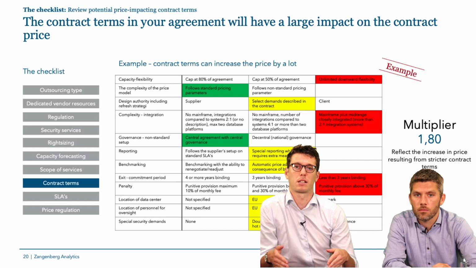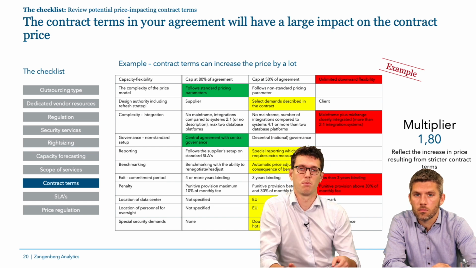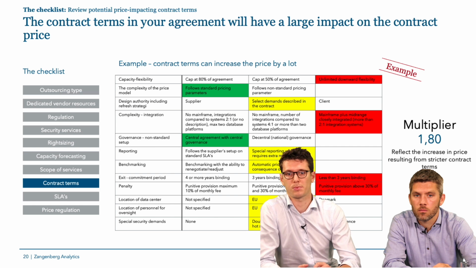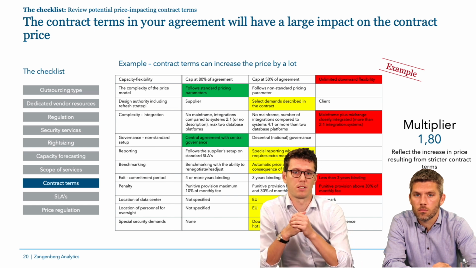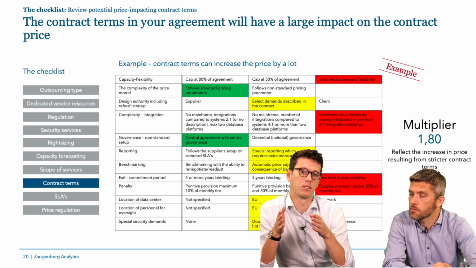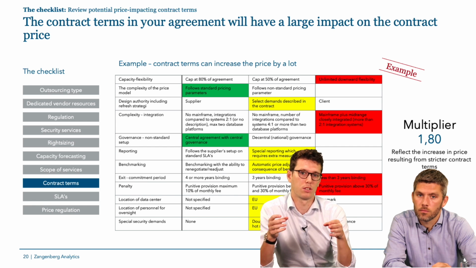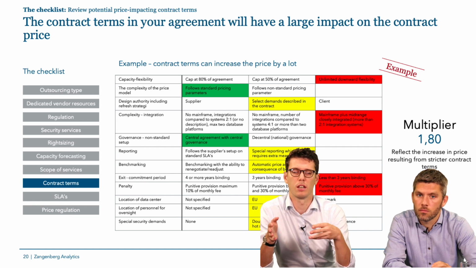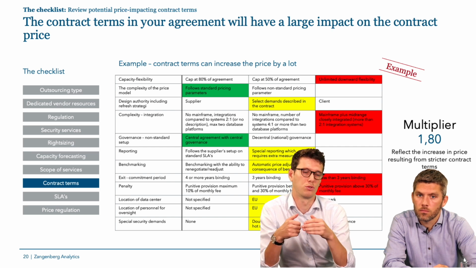when we benchmark agreements. On the screen you see a list of examples of terms which impact the contract price. Some of these we see are sometimes chosen at a cost. Some clients are choosing a term which impacts the price upwards without having the true need for that contract term.